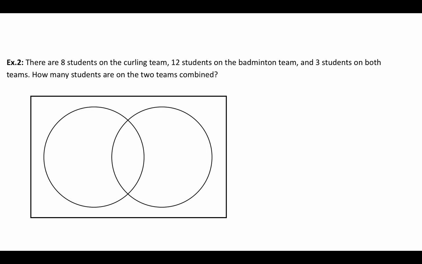So there's 8 students on a curling team. There's 12 students on the badminton team. There's 3 students on both. How many students are on the two teams combined?